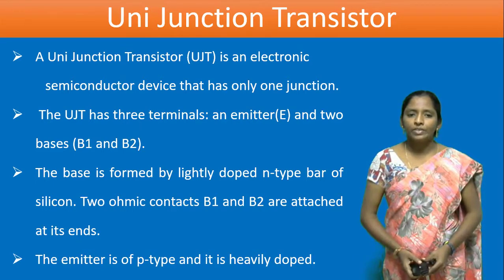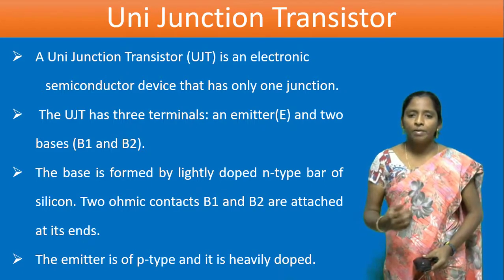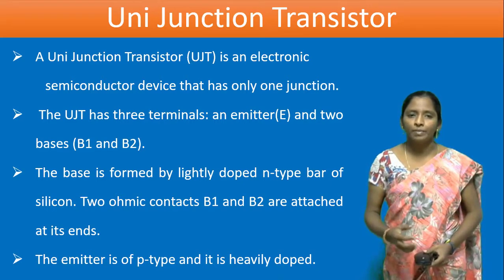The UJT has three terminals: emitter, base 1 and base 2. The base is formed by a lightly doped N-type silicon bar. Two ohmic contacts are attached to the N-type silicon bar. One is taken as base 1 and the other is taken as base 2. The emitter is of P-type and is heavily doped, so the number of holes in the P-type is high.